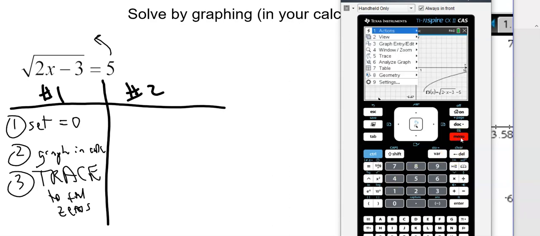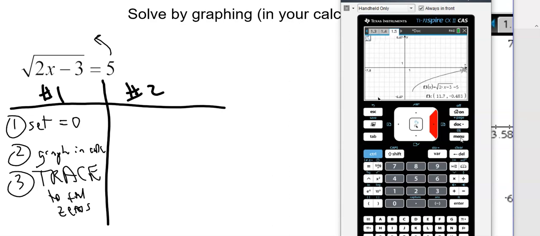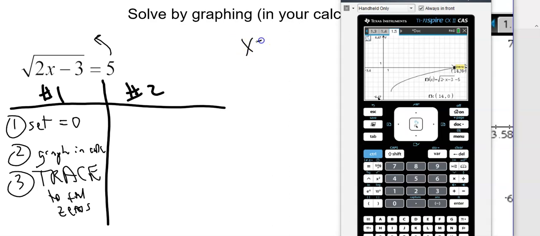Use trace, so menu, 5, 1. Looks like I need to go to the right. I want to find out the 0 of the graph, so I'm going to keep going to the right until I find the 0. Oops, I think I just passed it. It says 0 at 14. So I know the solution is x equals 14.